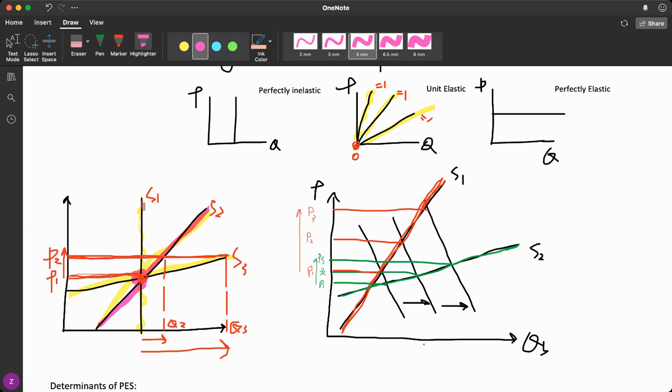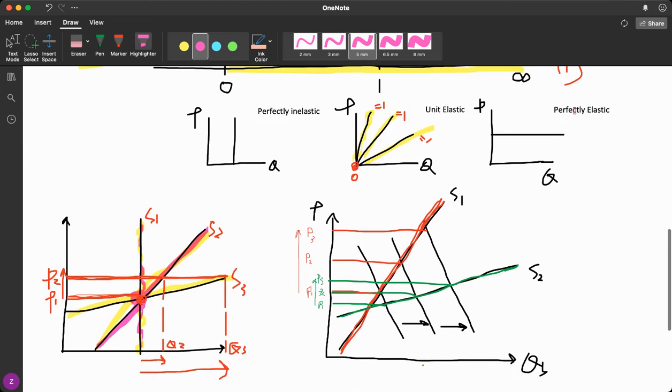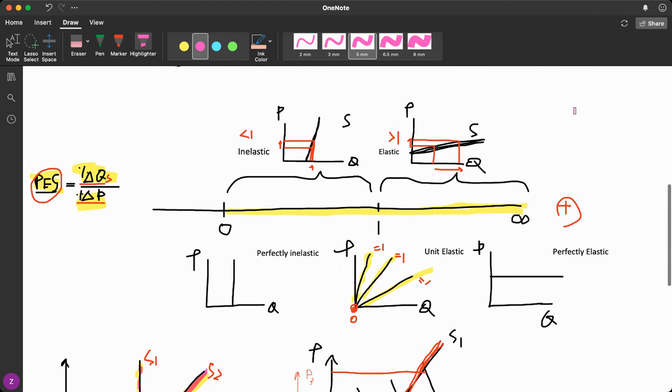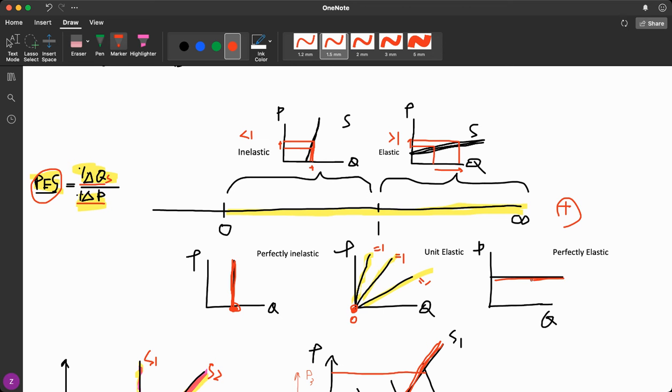And next, supply is perfectly inelastic when PES is equal to 0. And my quantity stays the same at every price level, as you can see. And it will be perfectly elastic when PES is equal to infinity here. Meaning that the producers will be willing to supply any quantity at the price given.